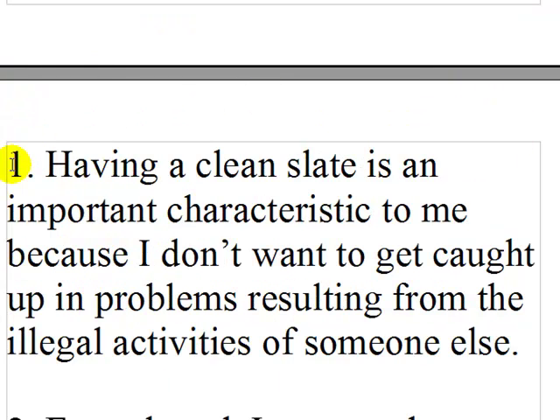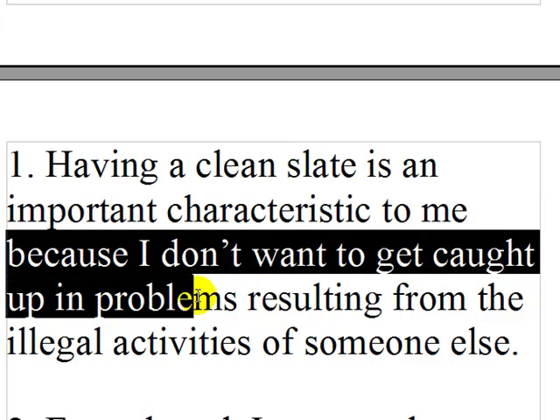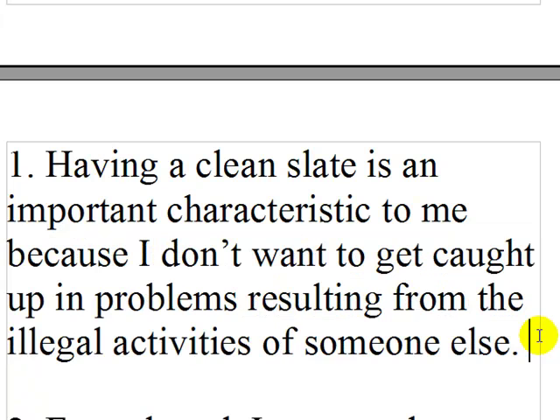Okay, let's separate the different sentences from the paragraph and notice that these sentences are actually much longer than the ones that you saw before. 1. Having a clean slate is an important characteristic to me because I don't want to get caught up in problems resulting from the illegal activities of someone else. In this case, your independent clause is this, having a clean slate, blah, blah, blah. Then your dependent clause is everything after because. So that's a complex sentence.